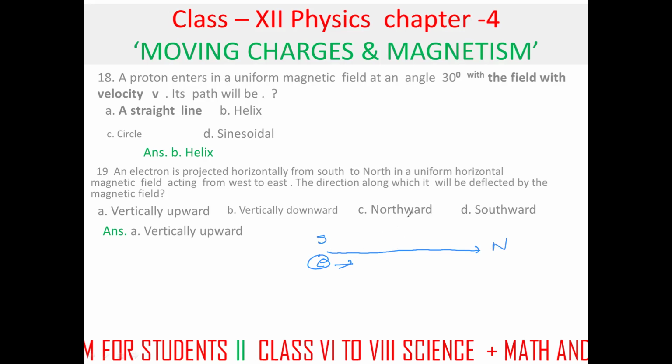So north south, and east to west, so west to east. The magnetic field is in this direction. So the electron will be deflected by the magnetic field along which direction? See, it is perpendicular. So if it is perpendicular, an electron projected horizontally from south to north in a uniform horizontal magnetic field acting from west to east will be deflected vertically upward.